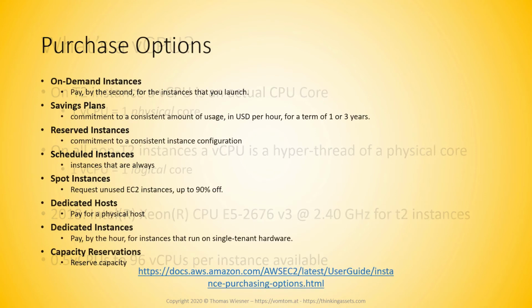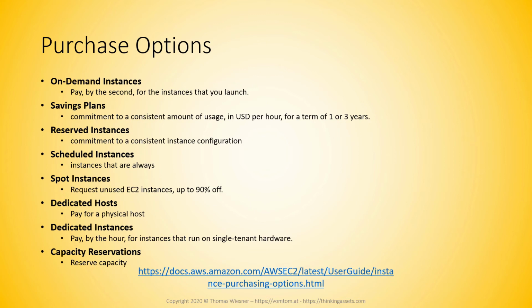Then the next thing I want to talk about is purchase options, because that's what the price depends on as well. So you have these CPU requirements and memory requirements, and then you can purchase different kinds of instances. The one that we chose before is on-demand instances. There you pay by the second for the instance that you launch. So if you launch a T2 instance, it costs you something per second or per minute, and depending on how long you run it, you will pay for it.